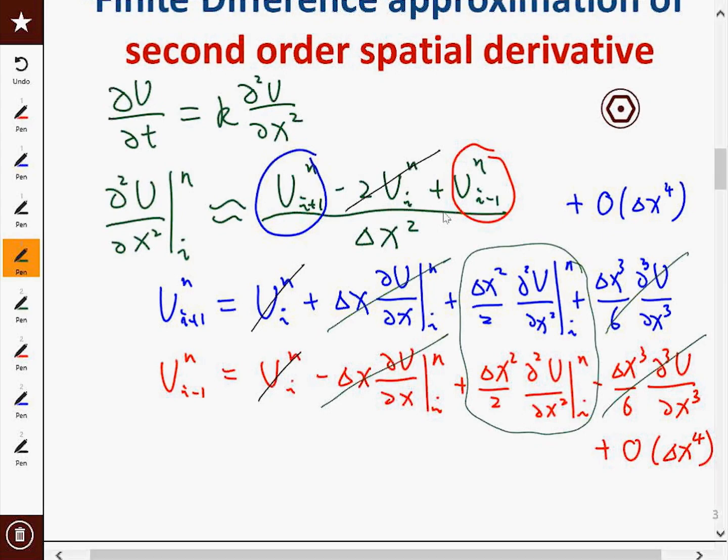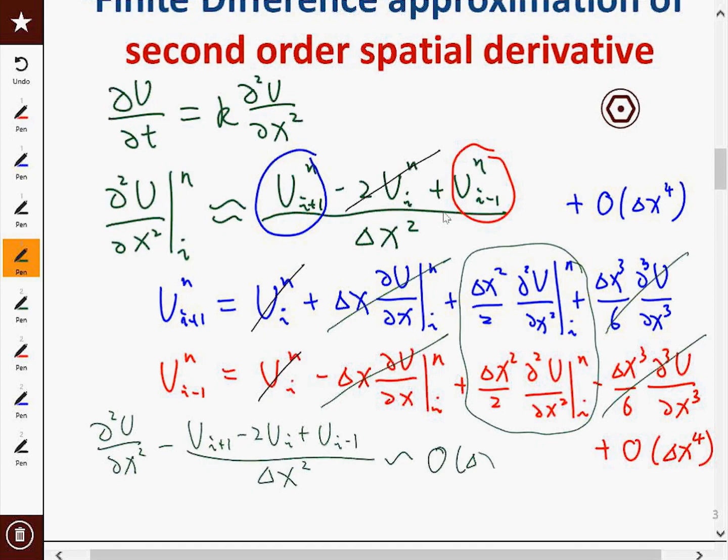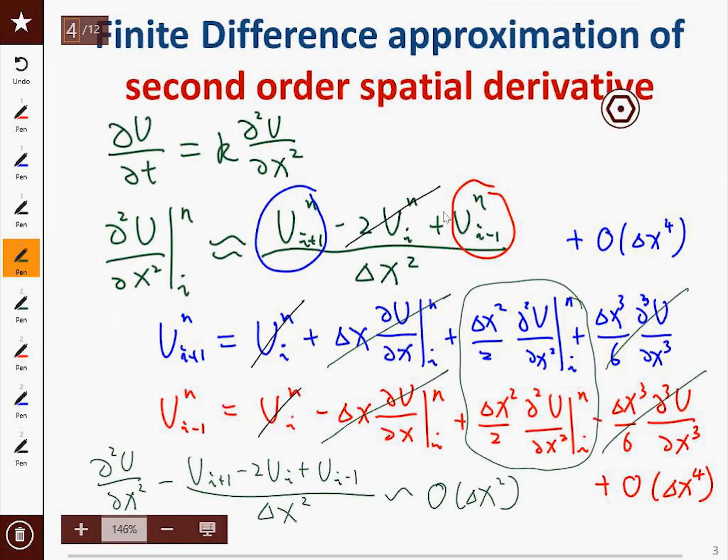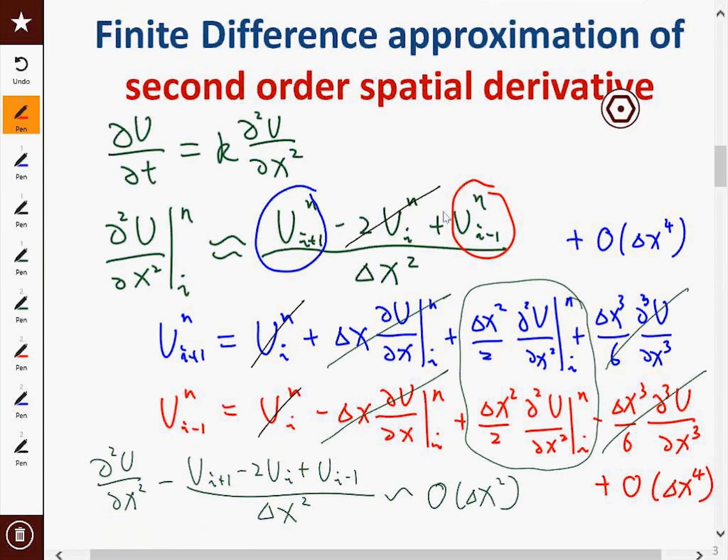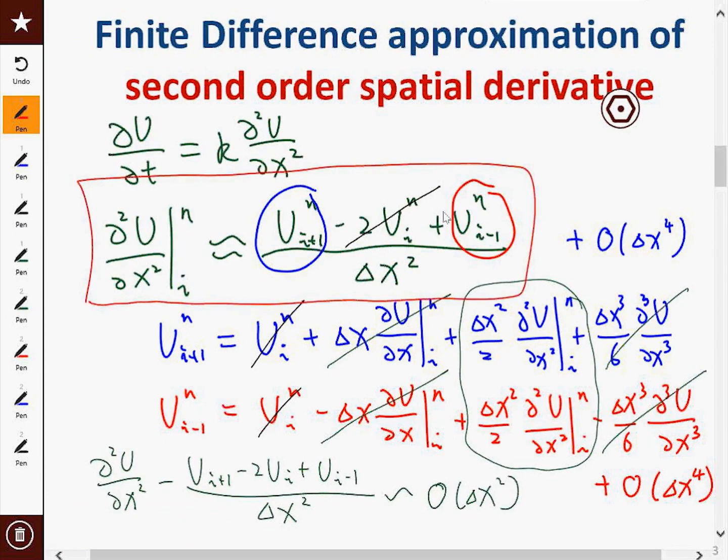Right? So the error, which is the actual second order derivative minus the finite difference approximation, goes like O of delta x squared. And this is pure luck. Any questions on this? This scheme is what we are going to be using.